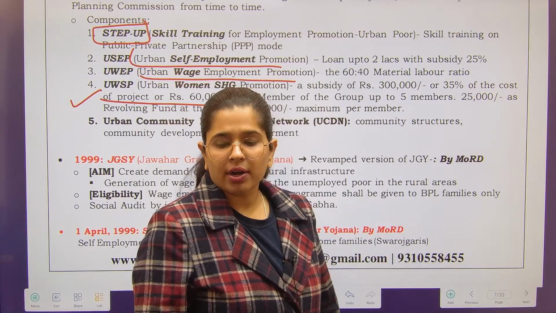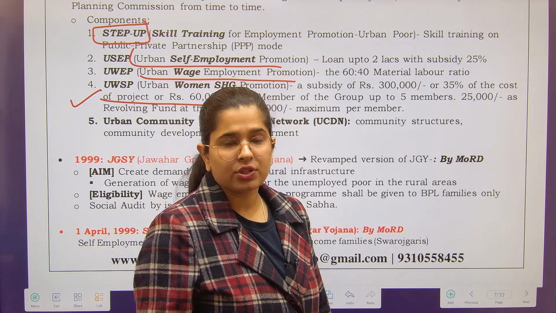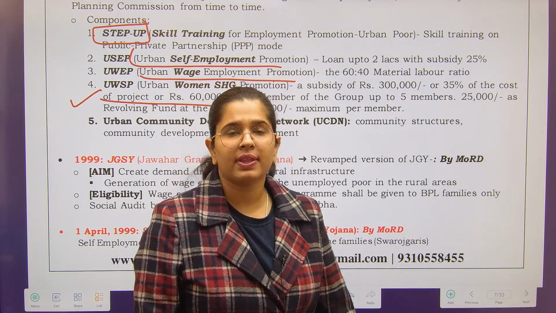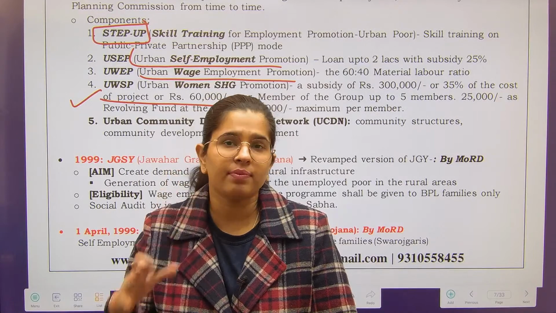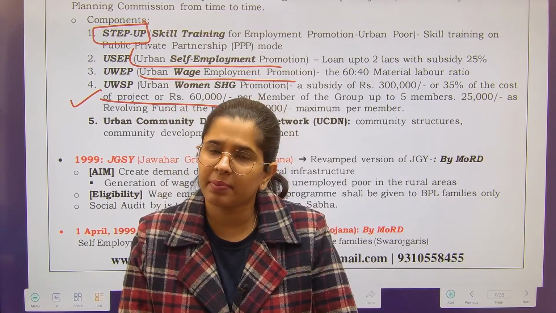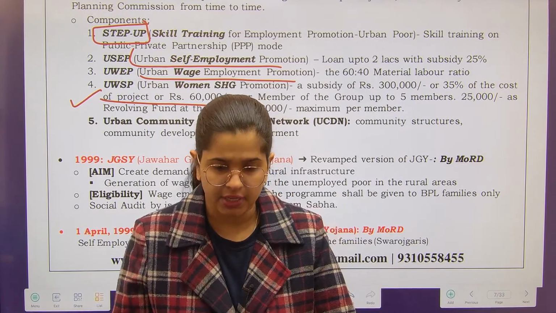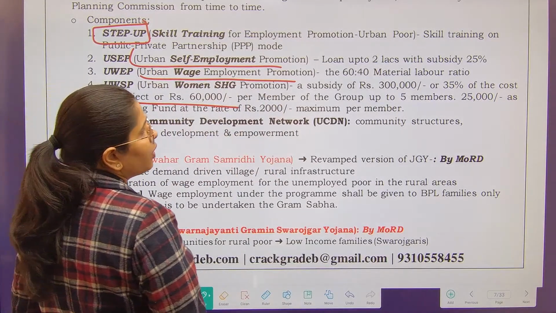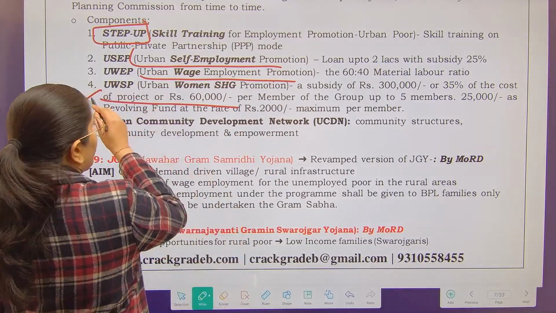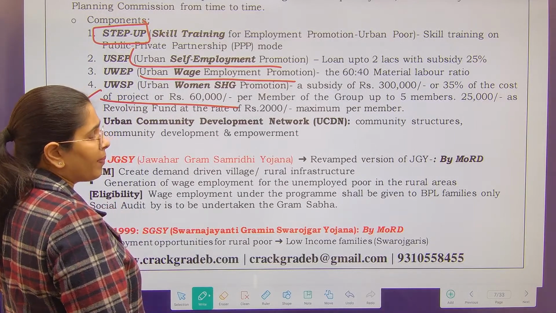So next is your Women SHG program. Women SHG means self-help groups, these are the informal groups which come together, like suppose 5 or 10 women members have come together in order to perform an economic activity. So for that purpose, what we are going to give is a subsidy of 3 lakh or 35% of cost of project or 60,000 per member of the group up to 5 members.